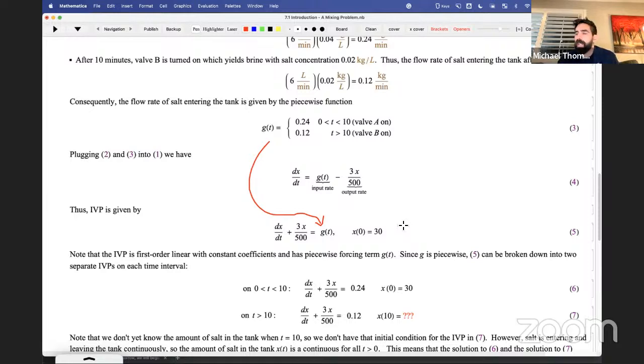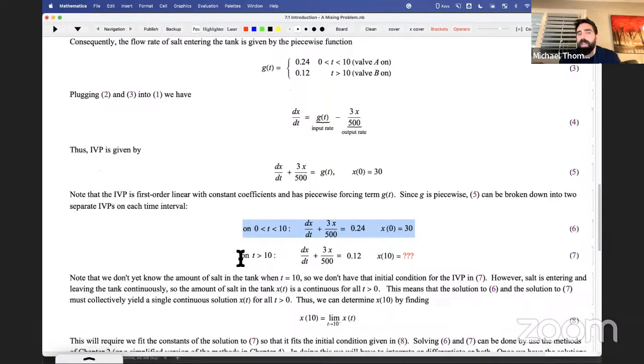You basically break it down into 2 different IVPs. You'd solve the first IVP for the first 10 minutes. I mean, the initial condition starts off with 30 kilograms. So just go from 0 to 10 and solve that IVP. Of course, you'd want to use the methods that we've learned before. Now, for the second IVP after 10 minutes, you just change that to a 12. But the problem is we don't have the initial condition. We don't know how much salt is in the tank at the 10-minute mark.